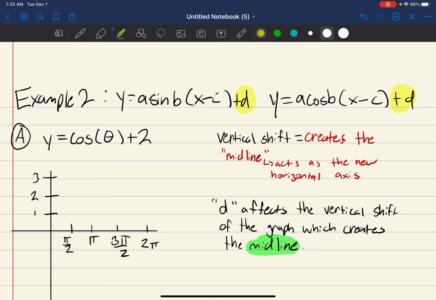What you can see from the example, y equals cosine theta plus 2. See that 2 right here. That is very important. What a vertical shift does is create a midline, which acts as the new horizontal axis. So d affects the vertical shift of the graph, which creates the midline. And you're asking, what do you mean by midline, Mr. Nguyen? The midline you can draw, so it's plus 2. From positive 2 right here, we have this midline.